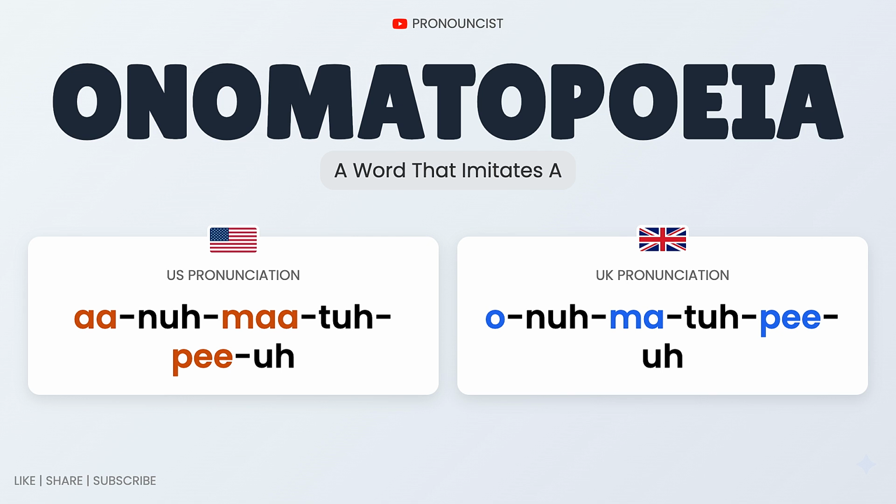Onomatopoeia. US starts with ah. UK starts with o. Practice repeatedly and you'll soon be able to say this word perfectly. The best way to practice is to repeat the syllable multiple times.